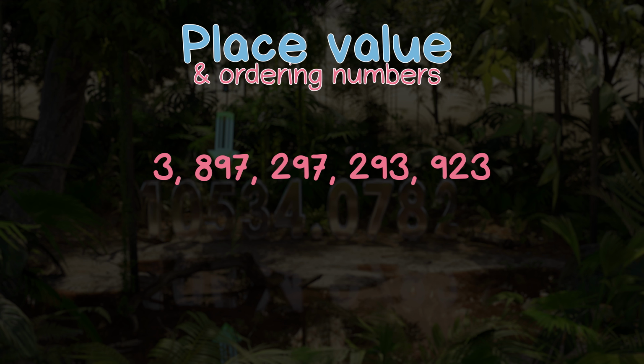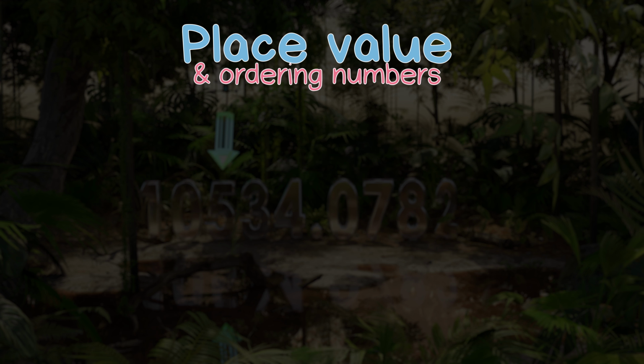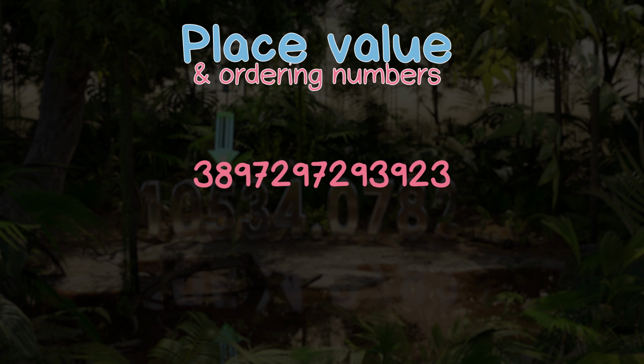Instead of concentrating on the numbers, we just concentrate on the commas, and we give them each a name. So this comma is called thousand, this one is called million, this one is called billion, and this one's called trillion. So now if we just read through our number and name our commas, we have the number 3,897,297,293,923.